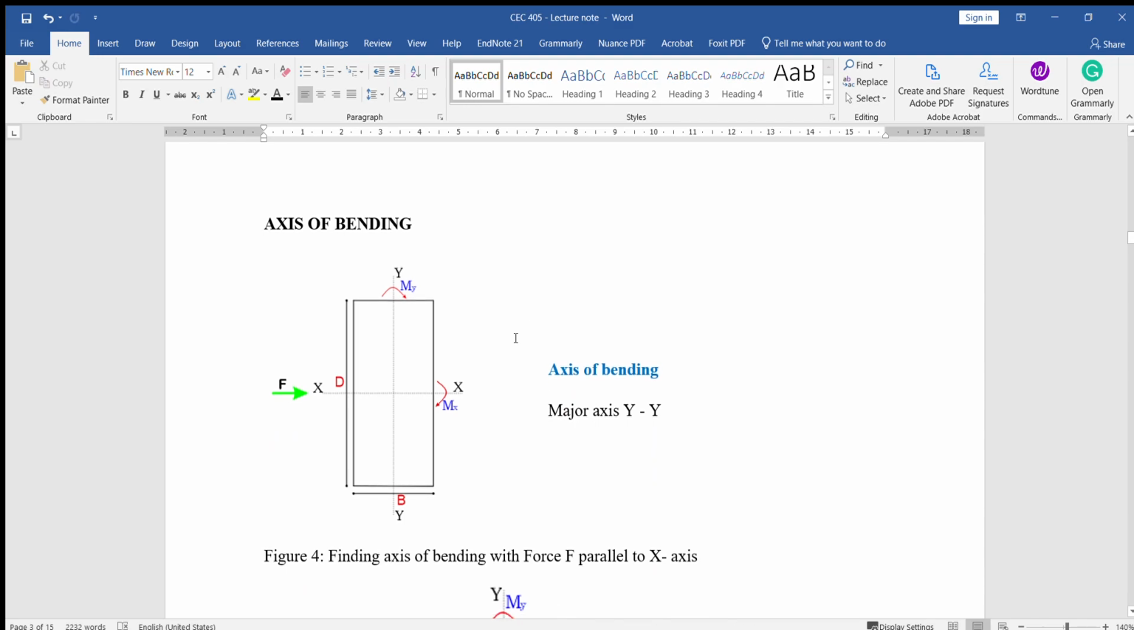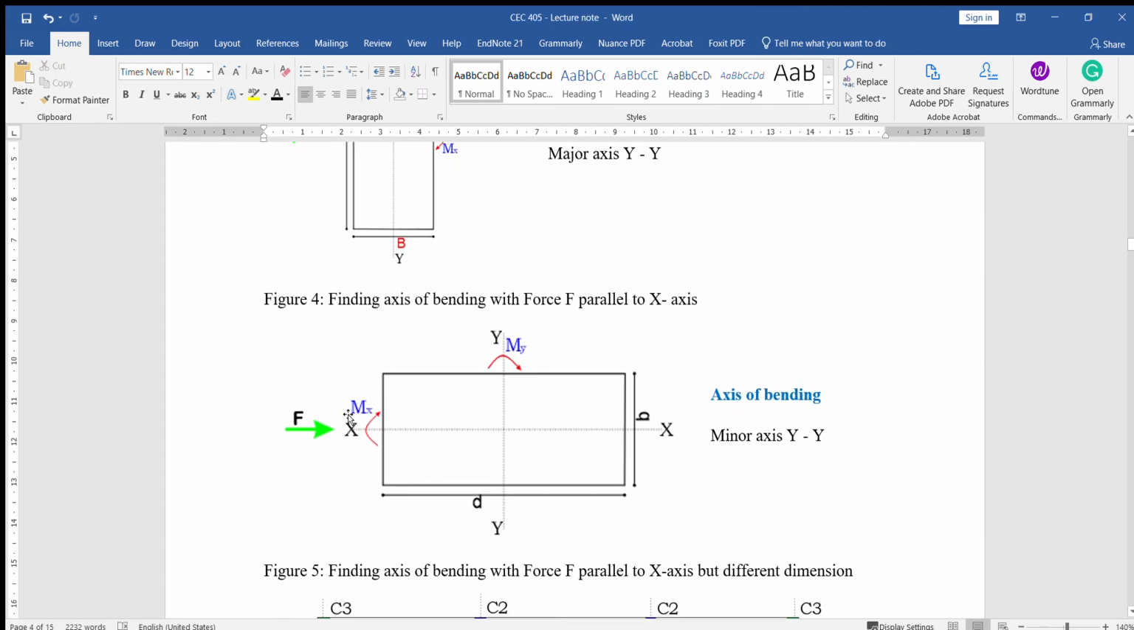Now let us look at the axis of bending. When we say axis of bending, for instance, when wind load acts on a member, as you can see this F, how do you think this member will bend? When this force comes on this column section, it tends to bend in this direction, and that's why our major axis here is treated as the y axis.